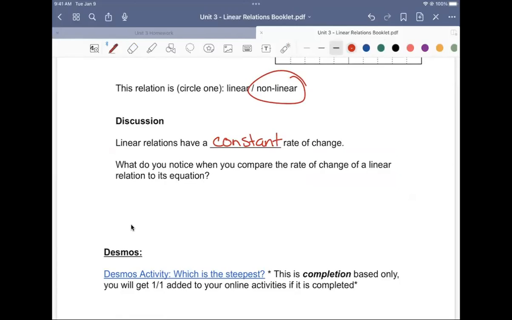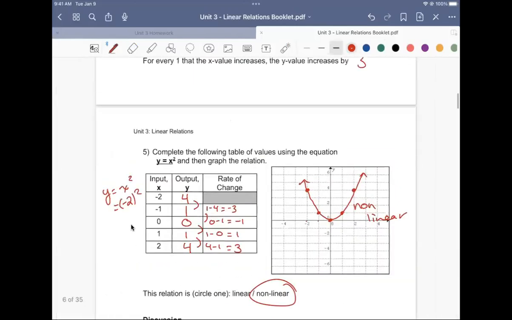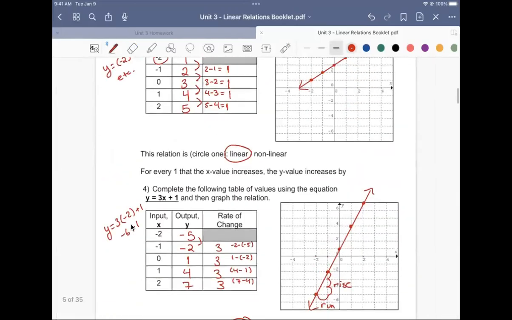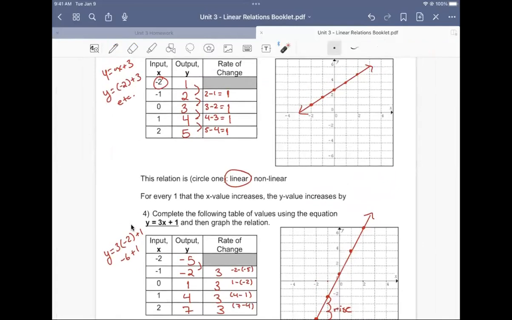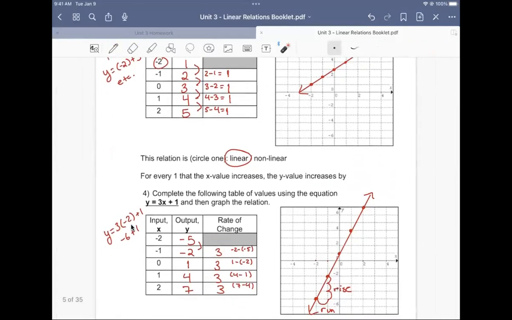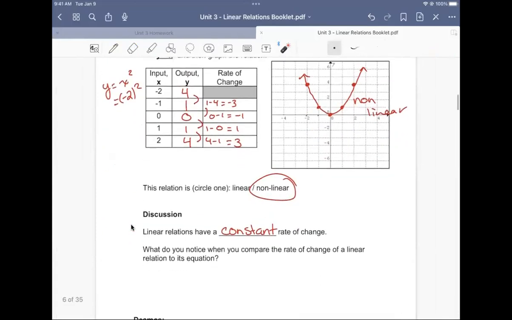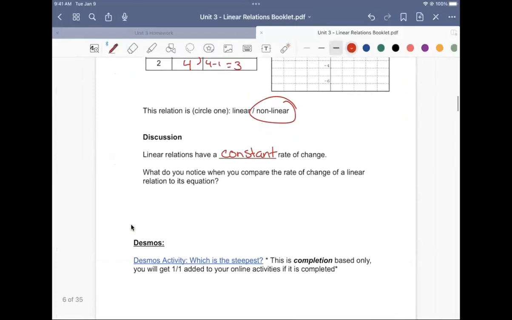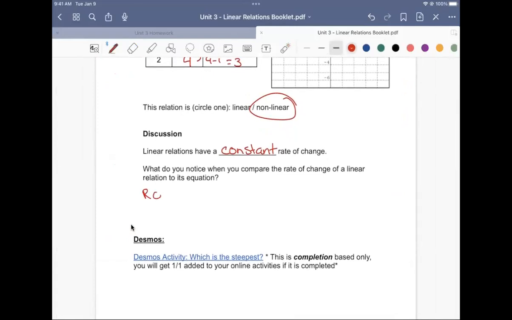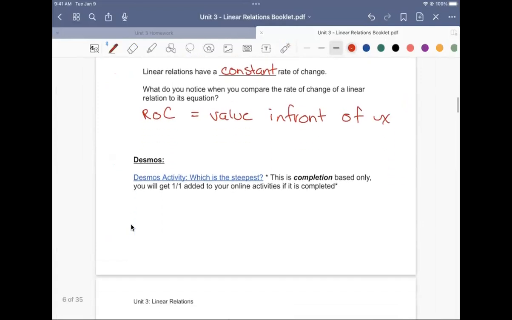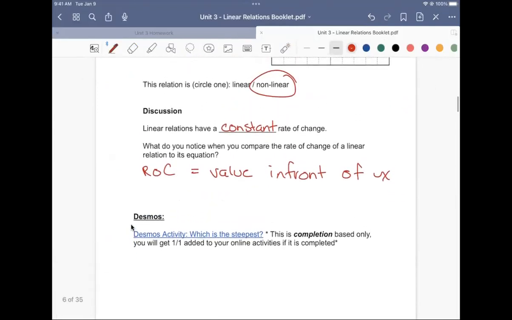Now, I did want to ask a question? Obviously, no one can answer. What I'm hoping everyone was able to pick up on is the fact that the rate of change and the value right here in our equation are the same. So the rate of change is equal to the value in front of x. Awesome. And that is everything for this unit.